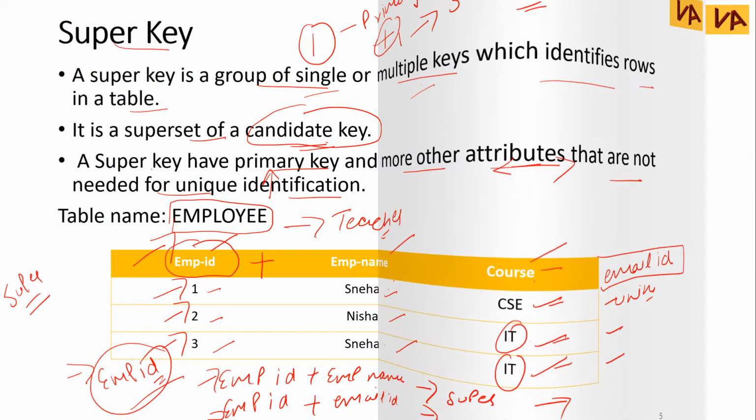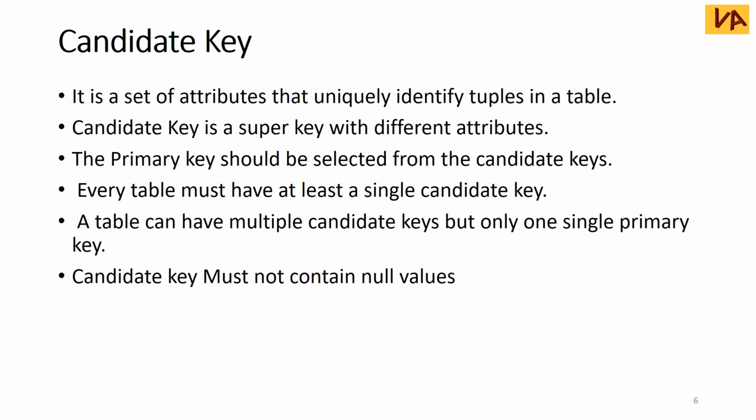So the next topic is the candidate key. What exactly is a candidate key? As I already told you, it's a set of attributes that uniquely identify tuples in the table. Tuples means rows.